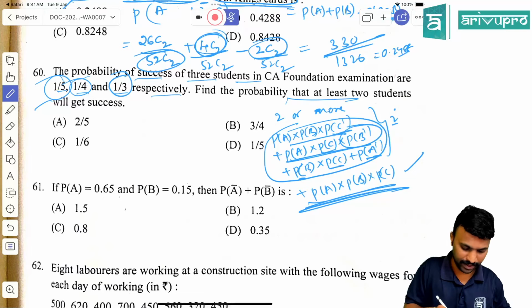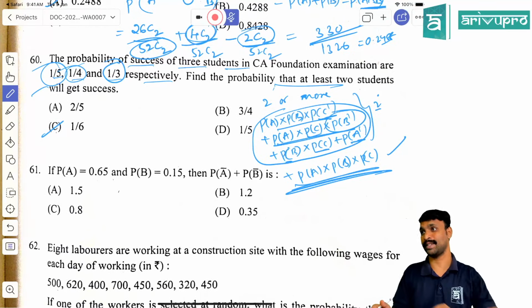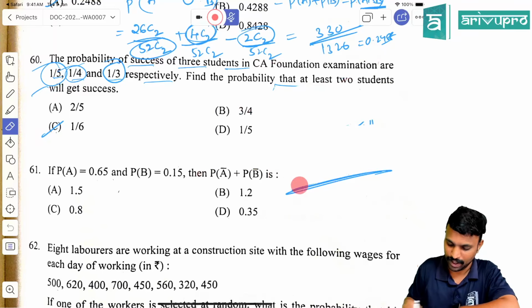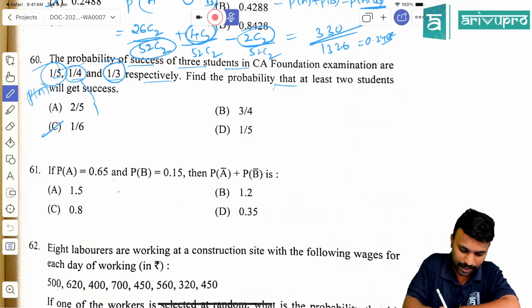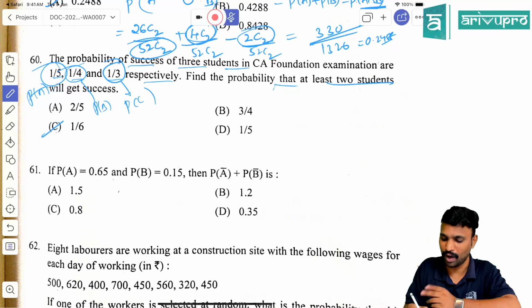1 by 6. Option C is the right answer. 0.1666. You want me to explain once again? Yes? Okay. Please concentrate. This is P of A, this is P of B, and this is P of C. So at least 2 students will pass means 2 students or more than 2 students.